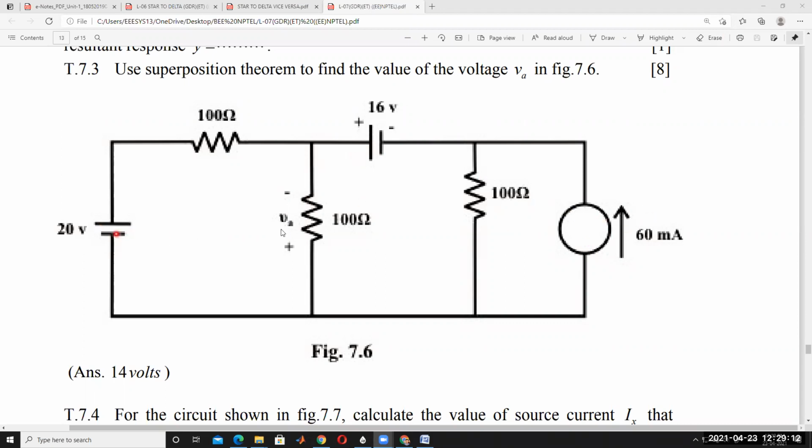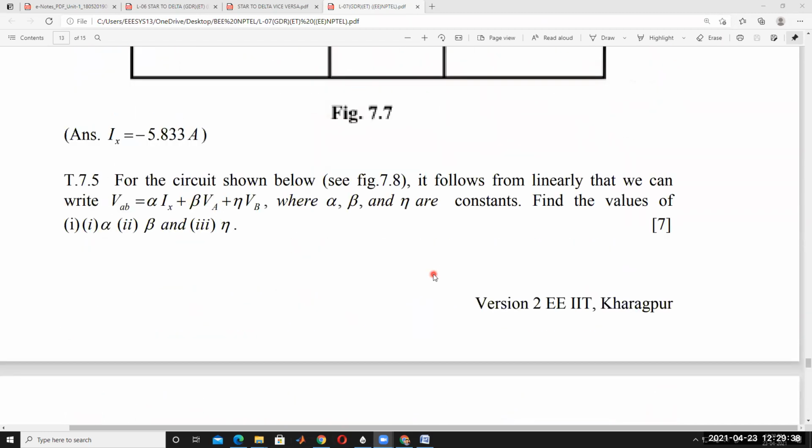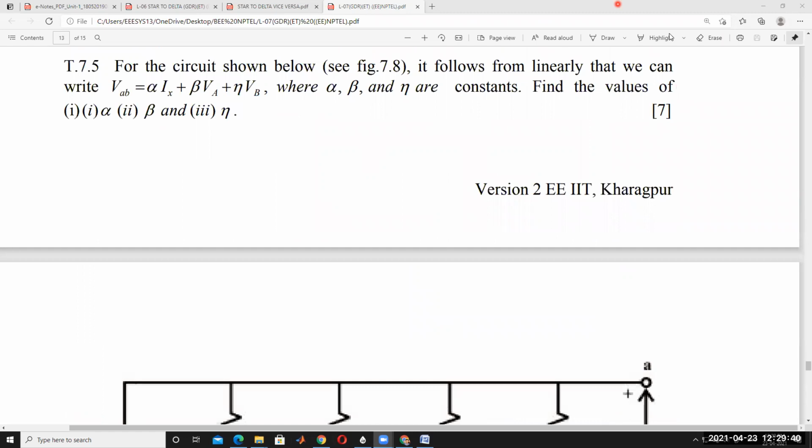Activate this source, find the current flowing into the 100 ohms, and find the voltage V equal to I into R. Similarly, activate this source and deactivate the other source: short circuit, open circuit. Find the current flowing through this. Similarly, by activating this source and deactivating the remaining sources, find the current here and find the voltage by using nodal analysis or mesh analysis, and we will get 14 volts. Understood? This is one example for superposition.